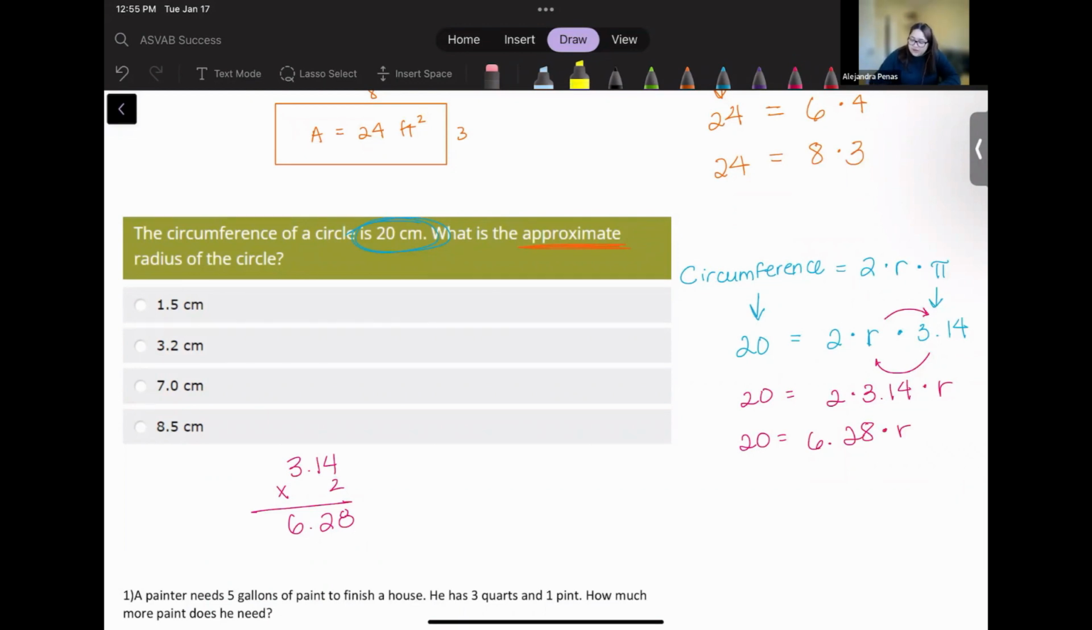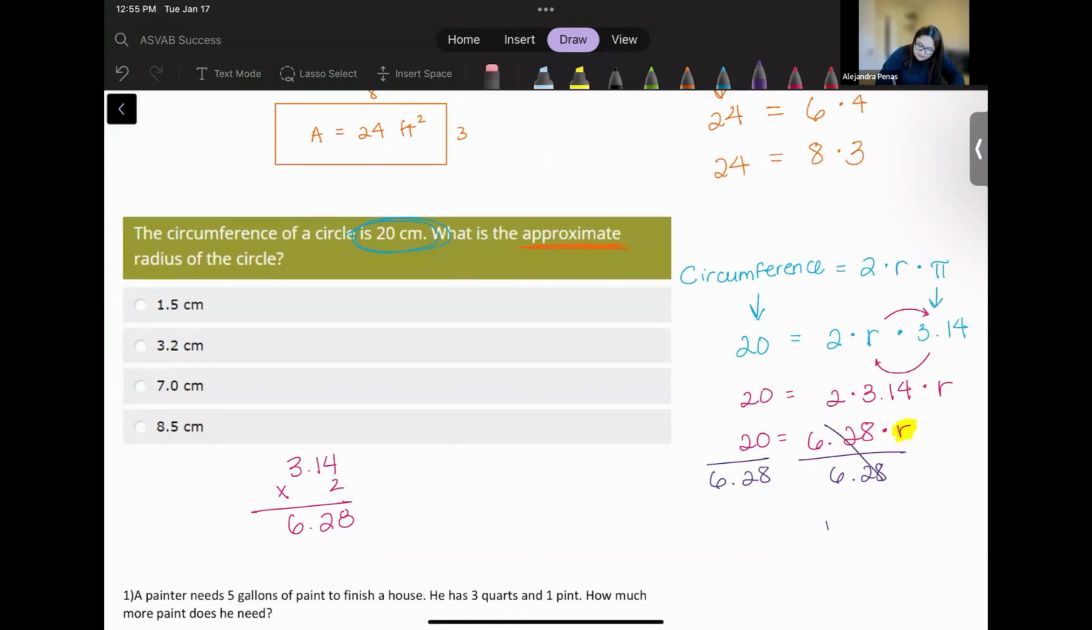Now my job is to get r alone. How would I get r alone here? What do I need to do in order to get r alone? Divide by both sides. Yes, we're going to divide both sides because right now it's multiplying. So the opposite is to divide. So I'm going to divide both sides by 6.28.